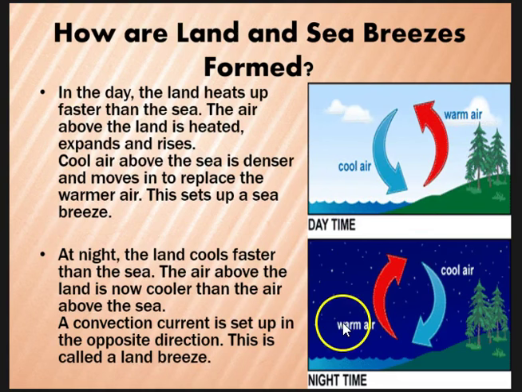Okay? What happens at night? At night, the land cools faster than the sea. This means that the air above the land is now a lot cooler and denser compared to the air above the sea. The air above the sea is warmer and therefore less dense, so it will rise. So the cooler air from the land will then move out towards the sea to replace the warm air. This again creates a convection current that moves in a clockwise direction. So this situation at night creates what we call a land breeze.